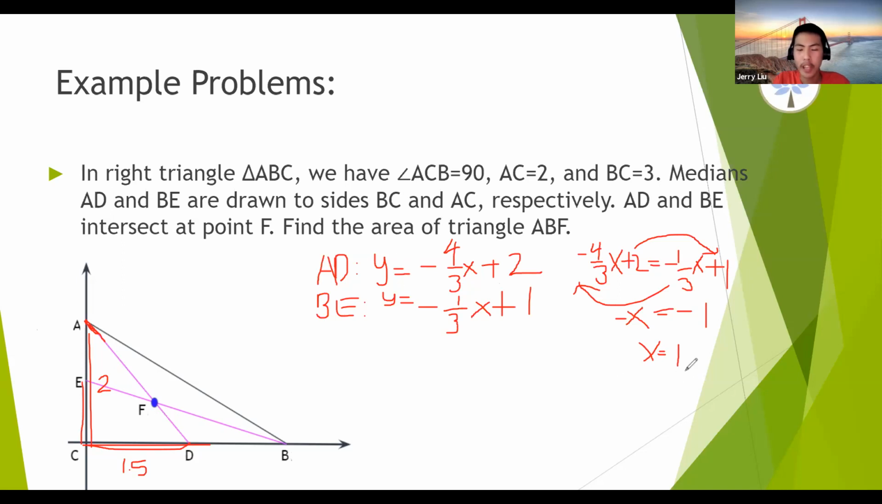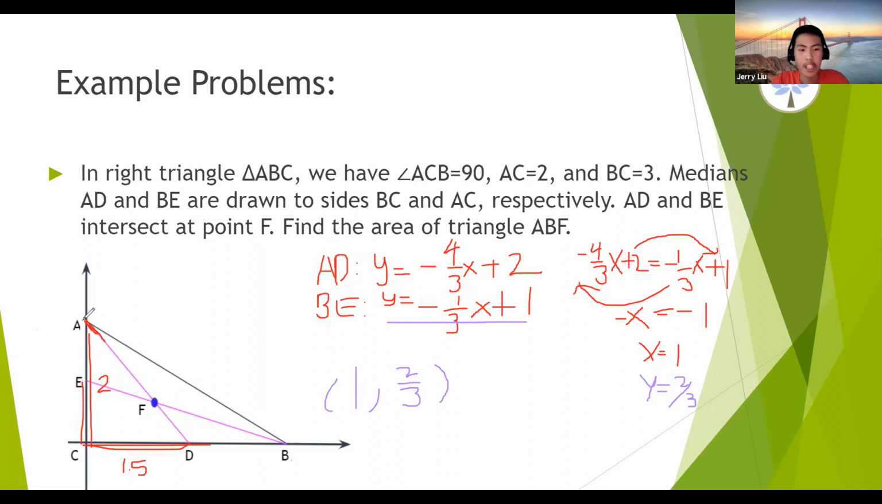Now, since we know what the x coordinate is, we could just substitute it into one of these equations. Let's go with the equation for BE for the sake of simplicity. So if we do it there, we get y is equal to -1/3 plus 1. So that means that y is equal to 2/3. So we know that point F has a coordinate of (1, 2/3).